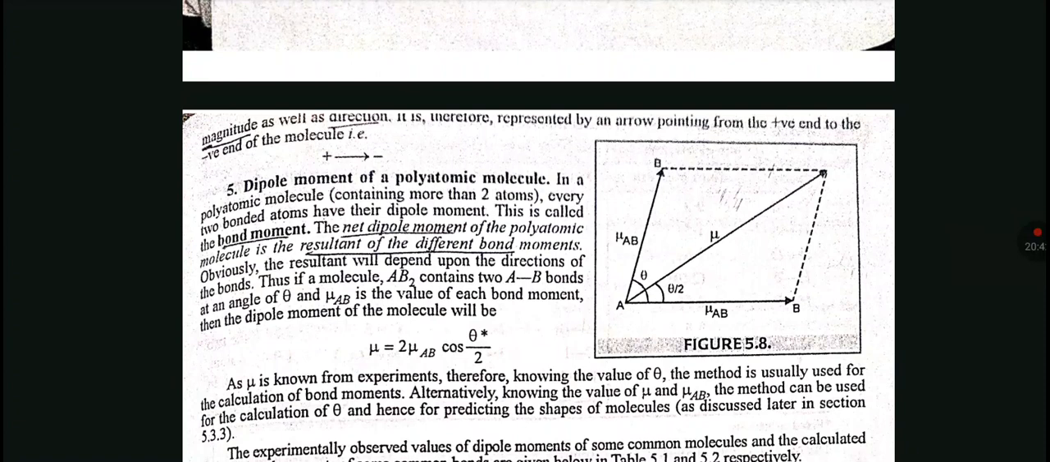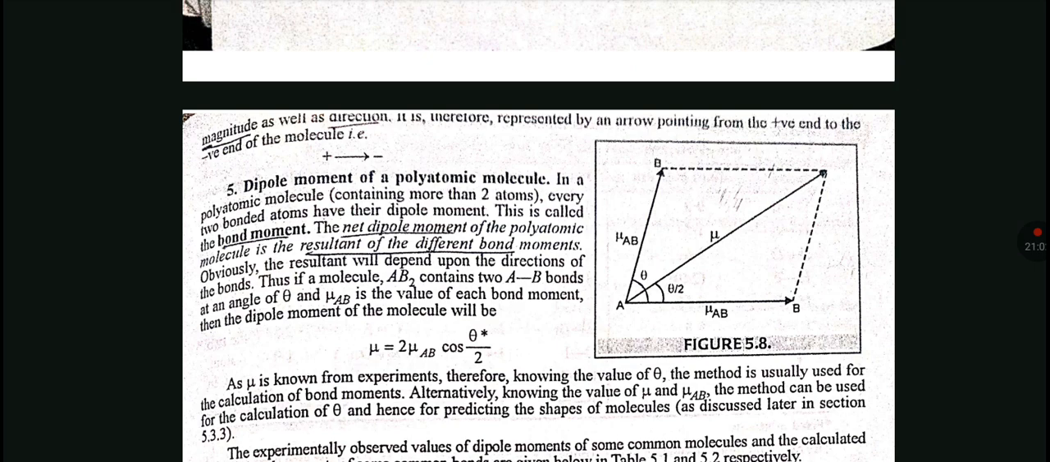Dipole moment of a polyatomic molecule. In every polyatomic molecule containing more than two atoms, every two bonded atoms have their own dipole moment. This is called bond moment. The net dipole moment of the polyatomic molecule is the resultant of the different bond moments. Obviously, the resultant will depend upon the direction of the bonds.